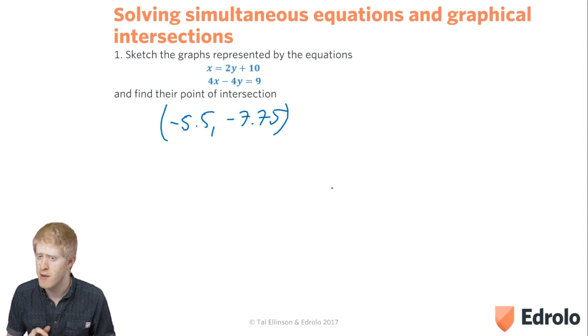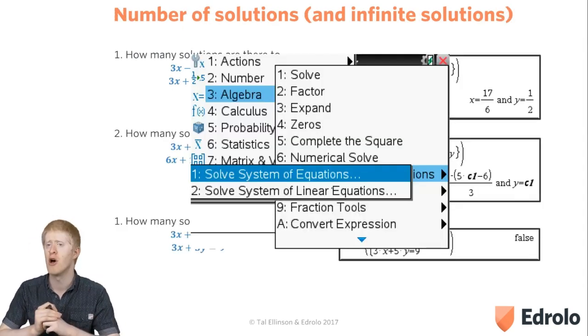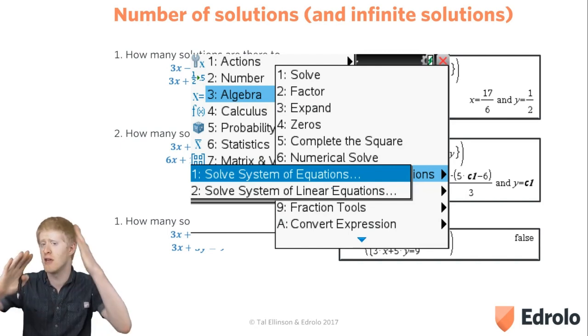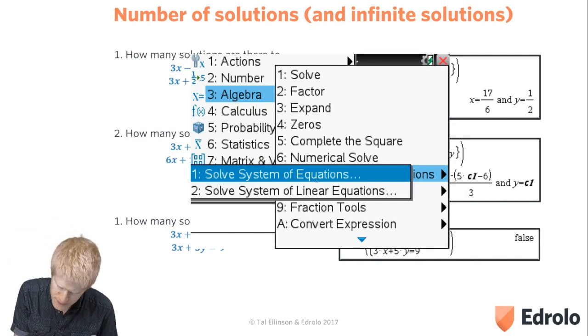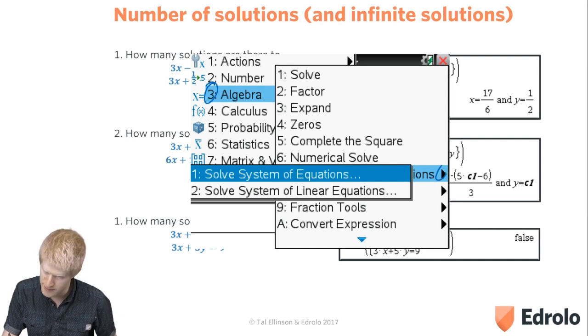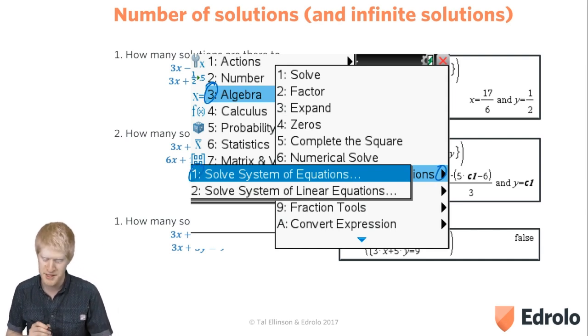How do you find the exact values in your calculator screen? Well, that's what I'm going to show you on the next slide. So you want to solve simultaneous equations. You solve the equations of those 2 graphs. Where do you do that? You go to Algebra, number 7, and then number 1, solve systems of equations.